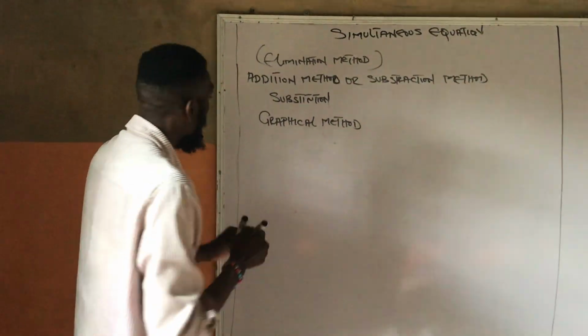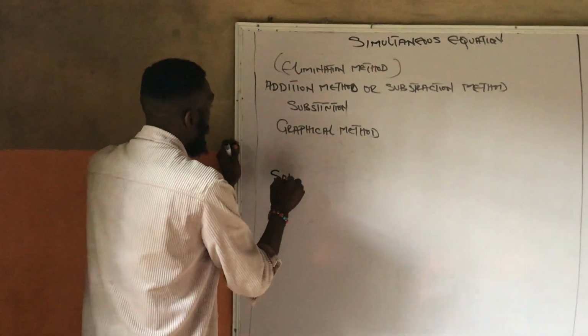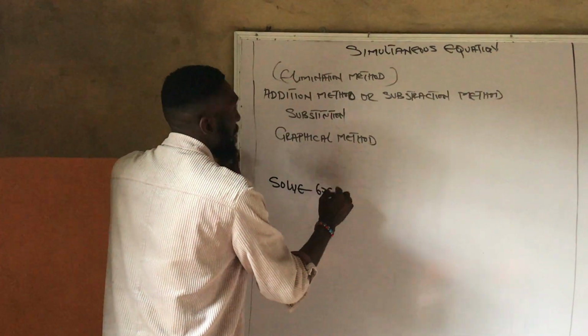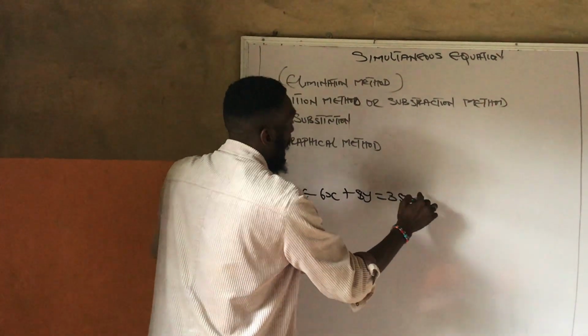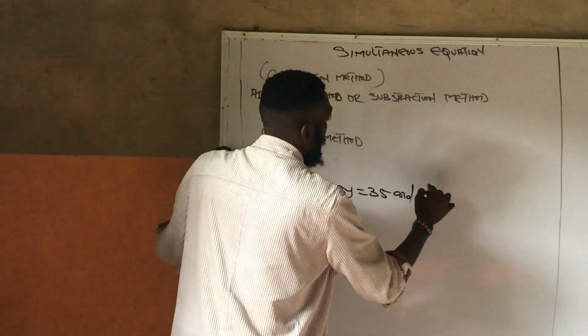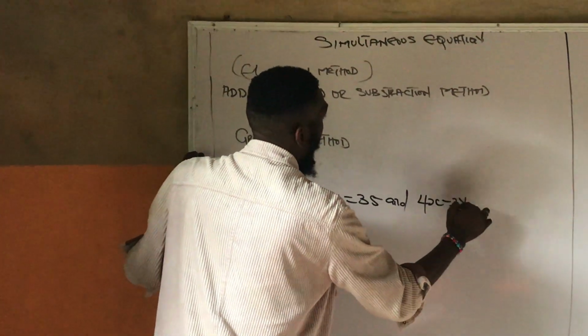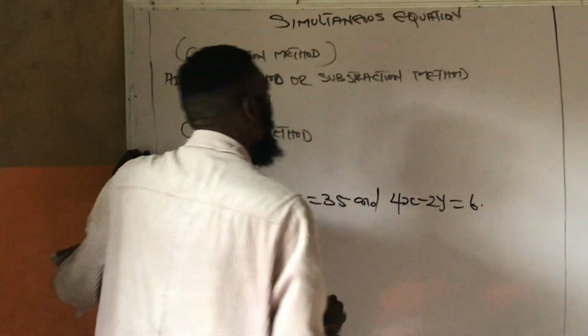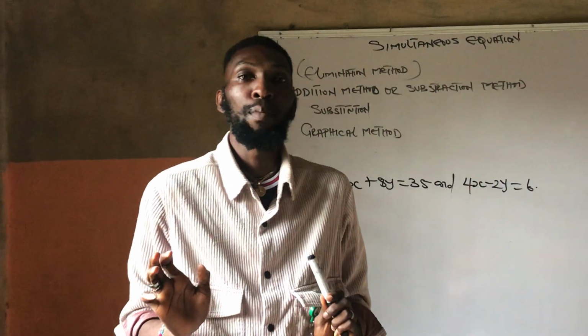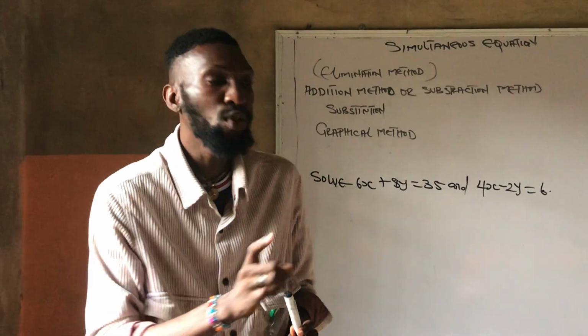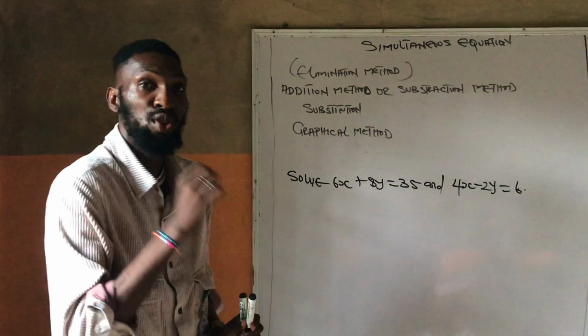We can ask you to solve: 6x plus 8y equals 35, and 4x minus 2y equals 6. They ask you to solve this equation using simultaneous equation. Then you pick one of the methods suitable for it. For today, we're going to be using the addition method. That's what we're going to be using for today.